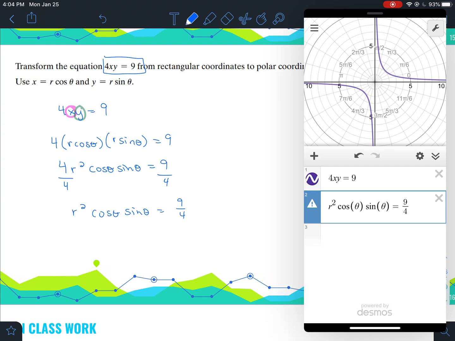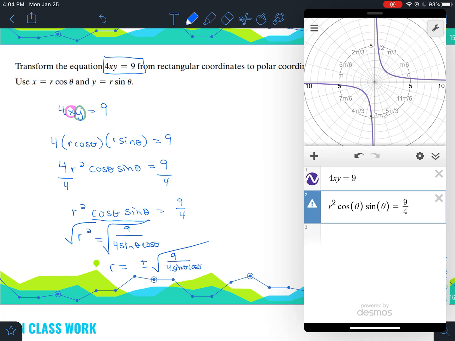So we're going to have to get r by itself. We're going to solve for r. So for r squared, we're going to divide both sides by cosine theta sine theta. So we get r squared equals 9/4 over sine theta cosine theta. And then take the square root of both sides. And so r is going to equal plus or minus the square root of 9/4 over sine theta cosine theta.